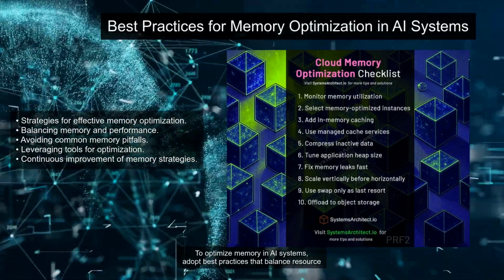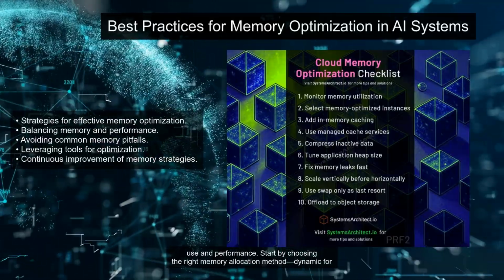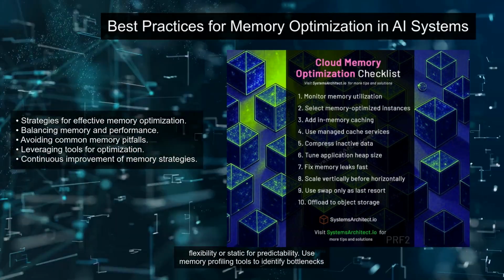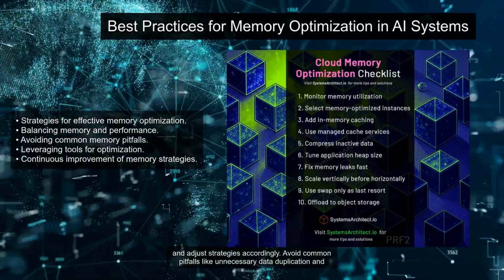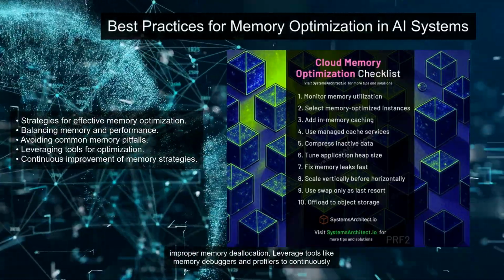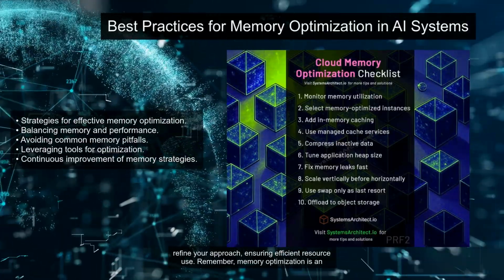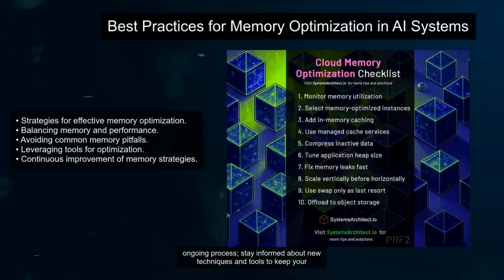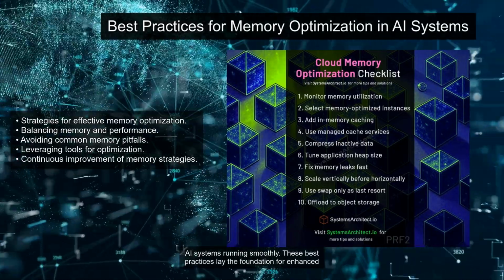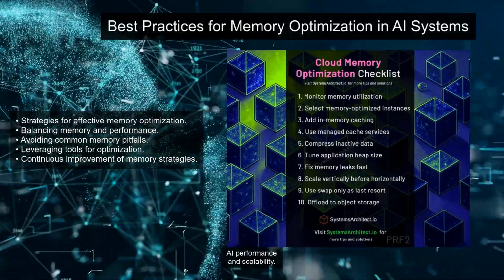To optimize memory in AI systems, adopt best practices that balance resource use and performance. Start by choosing the right memory allocation method: dynamic for flexibility or static for predictability. Use memory profiling tools to identify bottlenecks and adjust strategies accordingly. Avoid common pitfalls like unnecessary data duplication and improper memory deallocation. Leverage tools like memory debuggers and profilers to continuously refine your approach, ensuring efficient resource use. Remember, memory optimization is an ongoing process. Stay informed about new techniques and tools to keep your AI systems running smoothly. These best practices lay the foundation for enhanced AI performance and scalability.